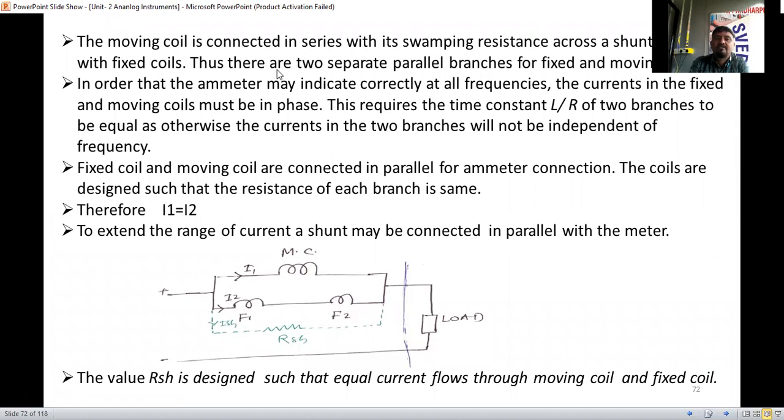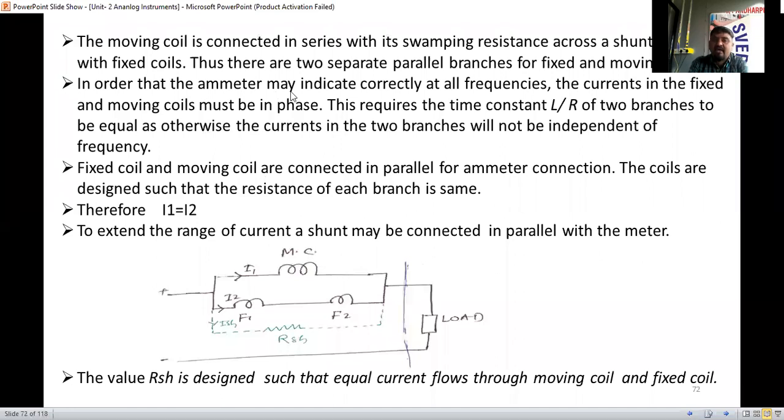The same thing is written in the explanation here. The moving coil is connected in series with the swamping resistance across a shunt, together with the fixed coil. Fixed coil is also connected here, moving coil is also connected here. Thus, there are two separate parallel branches, one for the fixed coil and another for the moving coil. Is this a parallel connection or series connection? It is a parallel connection only.